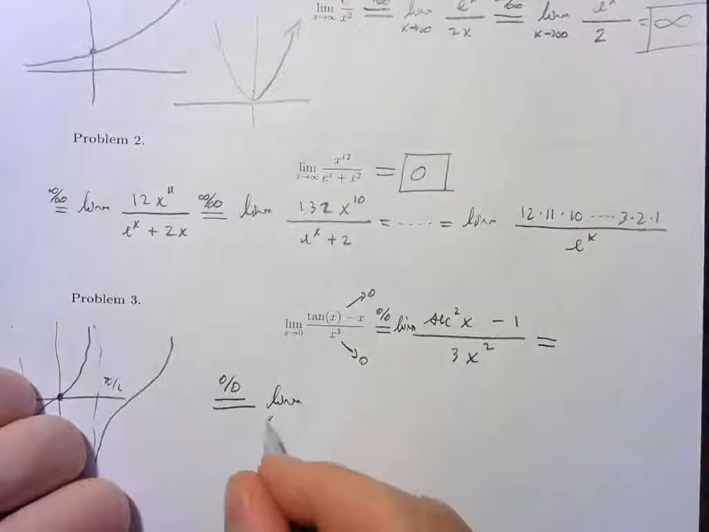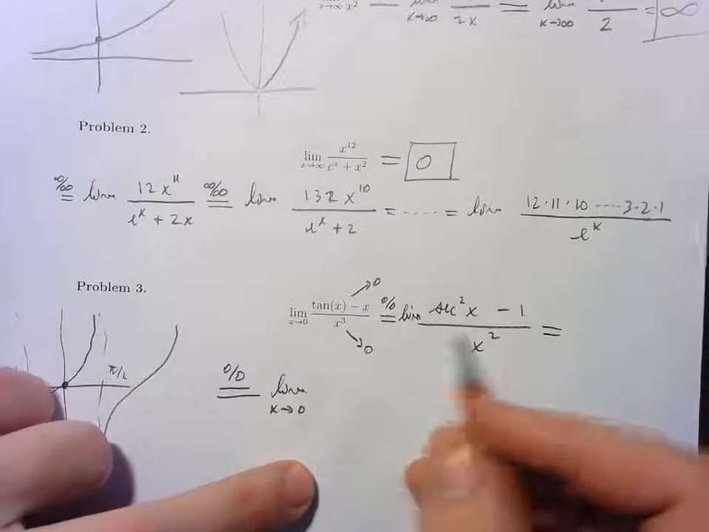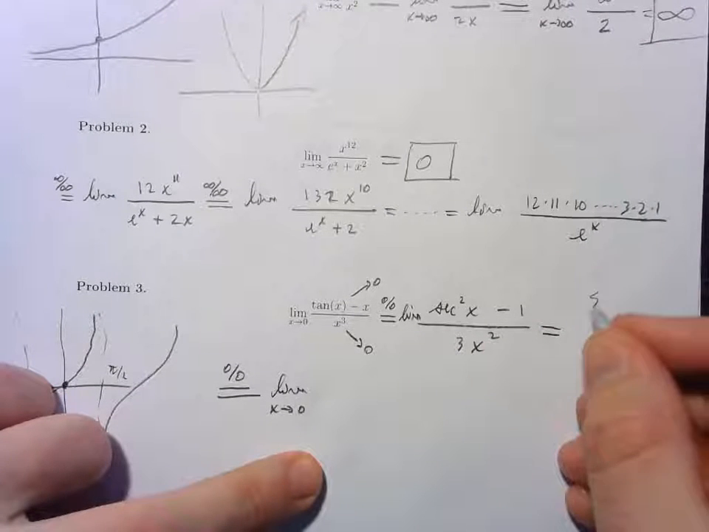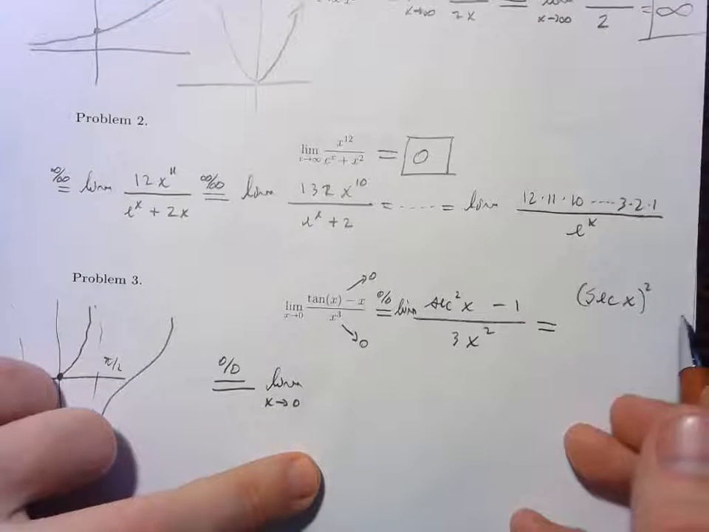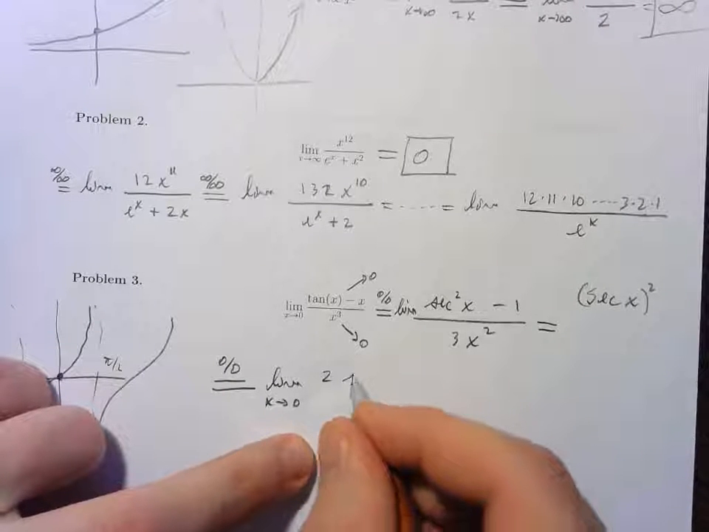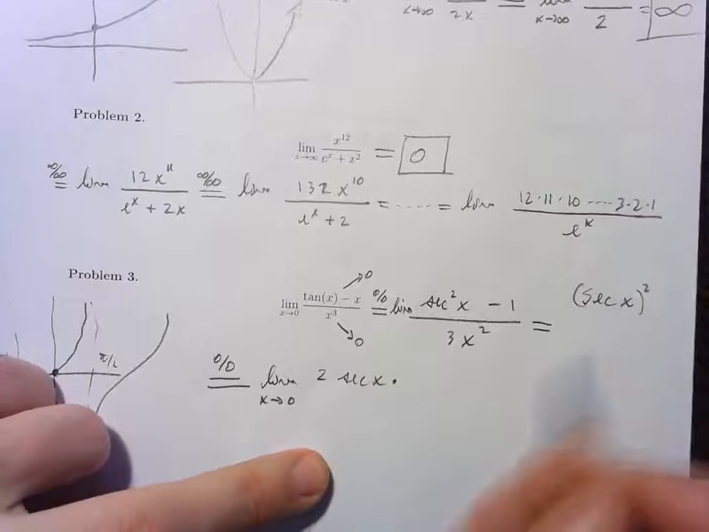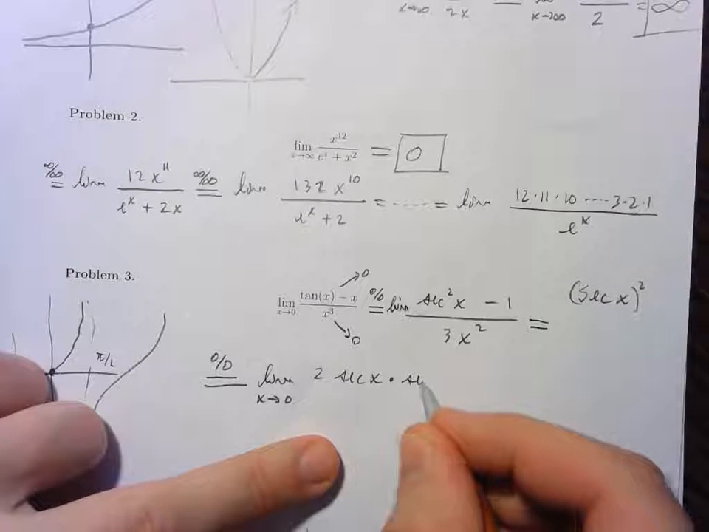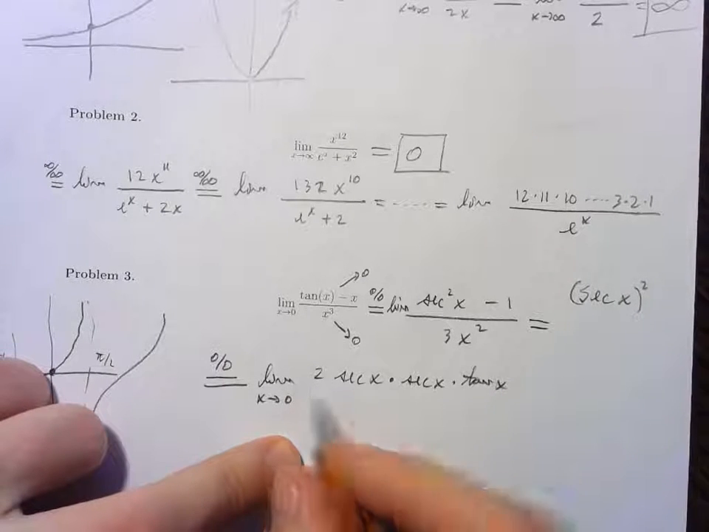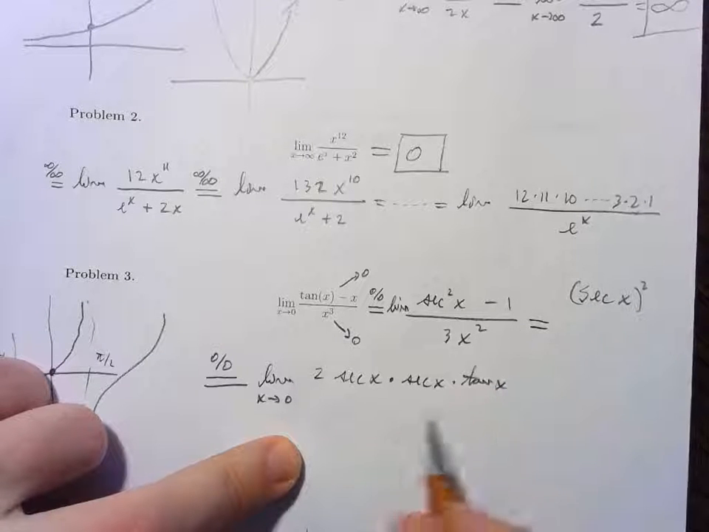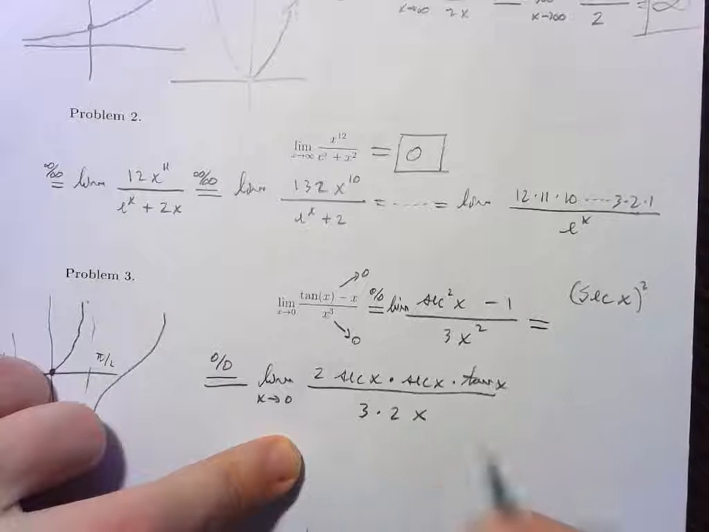So this is the same as the limit as x approaches 0. And now, on top, I need to take the derivative one more time. The way I want to look at this function is as secant of x quantity squared, so that I can apply the chain rule. So the 2 comes down, secant to the first, times the derivative of secant, which is secant x tangent x, just like so. Derivative of that 0 of 1 is 0, so we don't write it anymore, divided by 3 times 2x to the first.